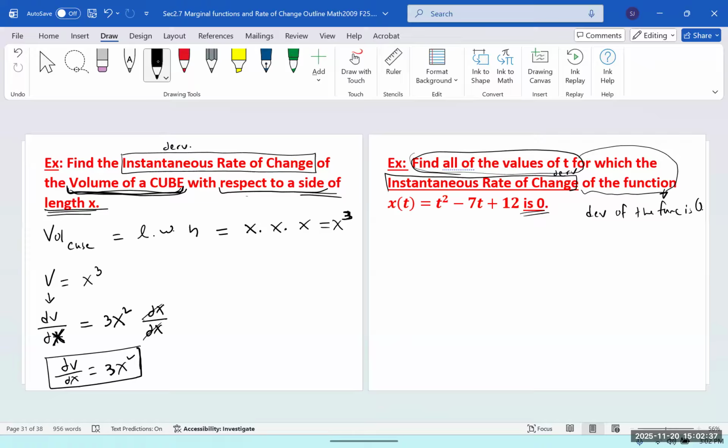So how do you find the derivative? So x prime of t equals 2t minus 7. And what do we do with this derivative? So that equals 0. And then it says find all t. So how do you solve for t? Plus 7, plus 7. So 2t is 7. Divide by 2. t is 7/2, which is 3.5.